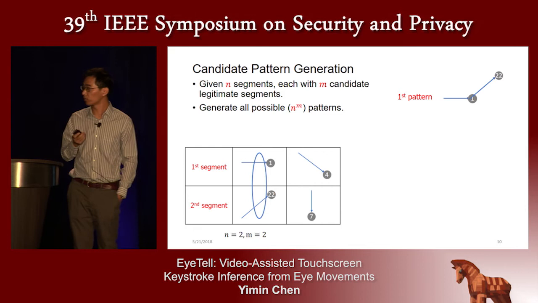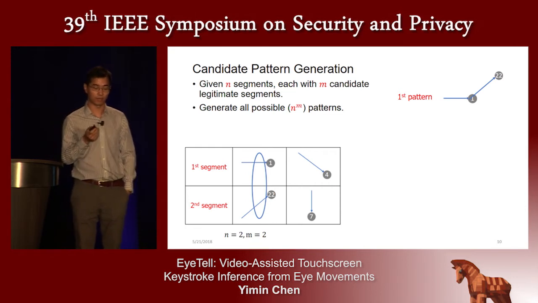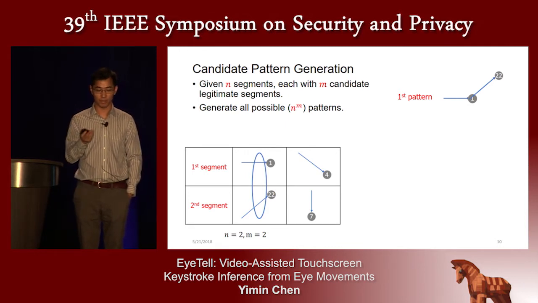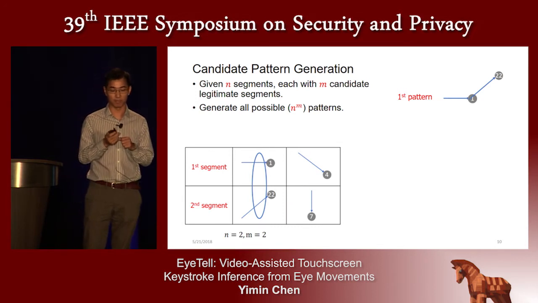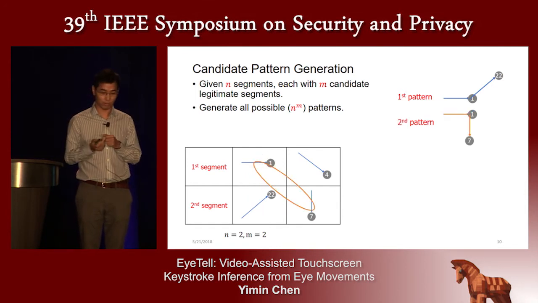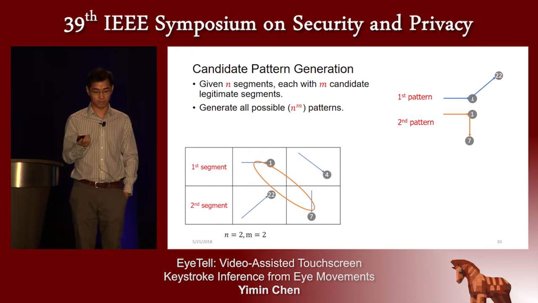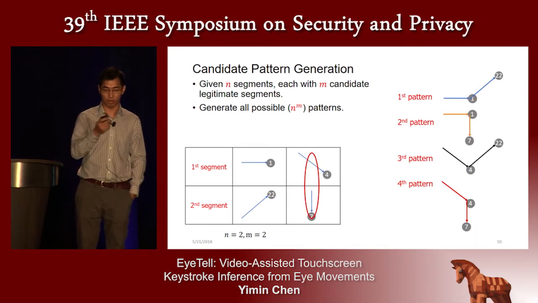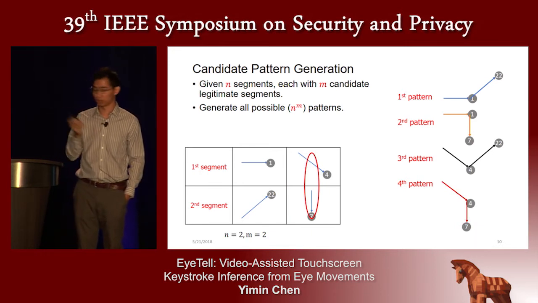The process actually follows a certain order. For example, first we use the first candidate of segment 1 and the first candidate of the second segment. We combine them together to generate pattern 1. Similarly, we use the first candidate of segment 1 and the second candidate of segment 2 to generate pattern 2. We repeat this process and we can generate all the 4 patterns. The result is shown here.